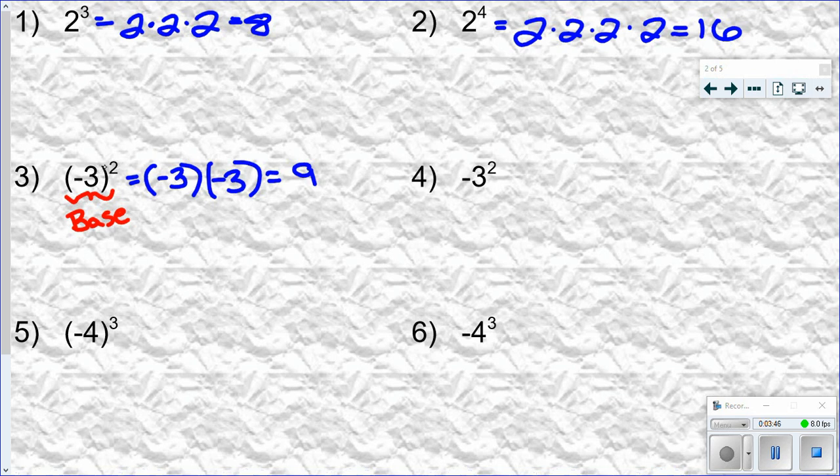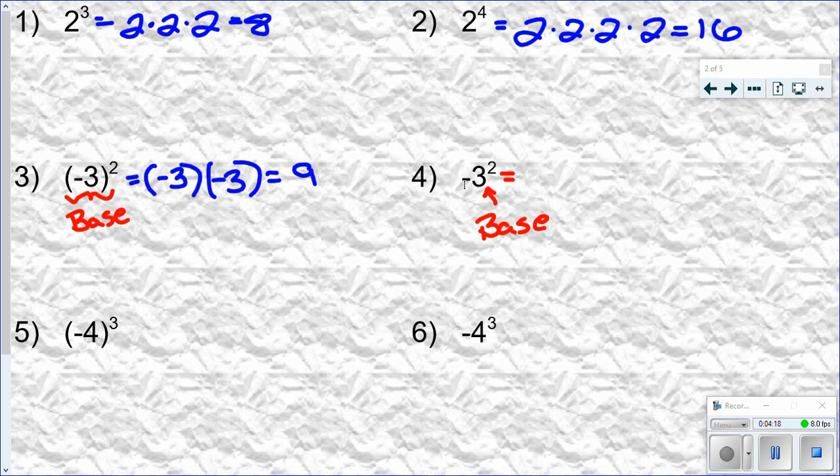So what it's telling you to do is take whatever's in this parentheses and multiply it times itself this many times. Whereas over here, the exponent is on the 3. So the 3 and the negative sign are not connected together. They're not grouped together by parentheses. So in this case, our base is simply 3 and not the negative sign.